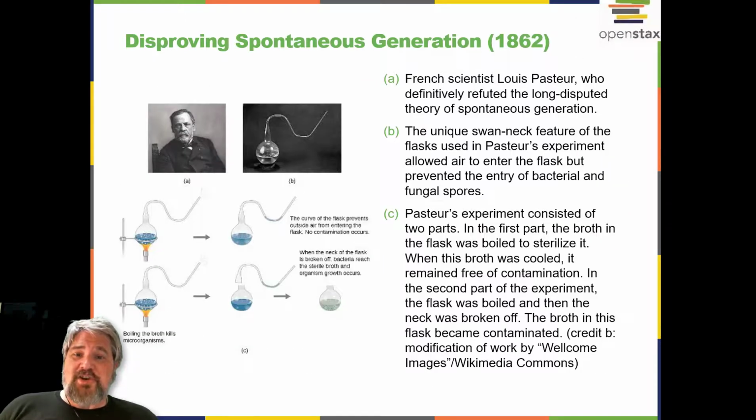Disproving spontaneous generation. The debate over spontaneous generation continued well into the 19th century, with scientists serving as proponents of both sides. To settle the debate, the Paris Academy of Sciences offered a prize for resolution of the problem.